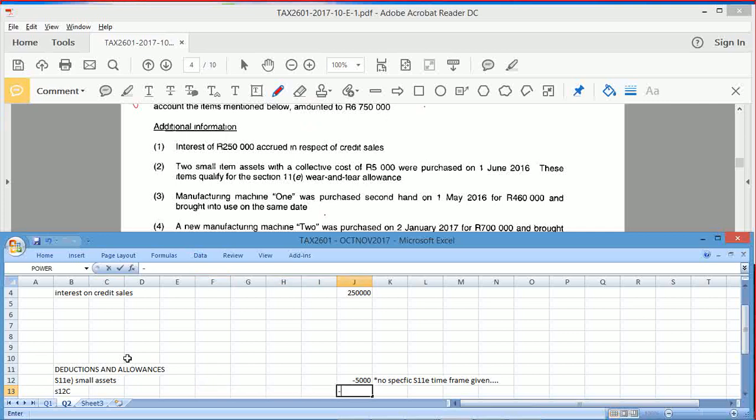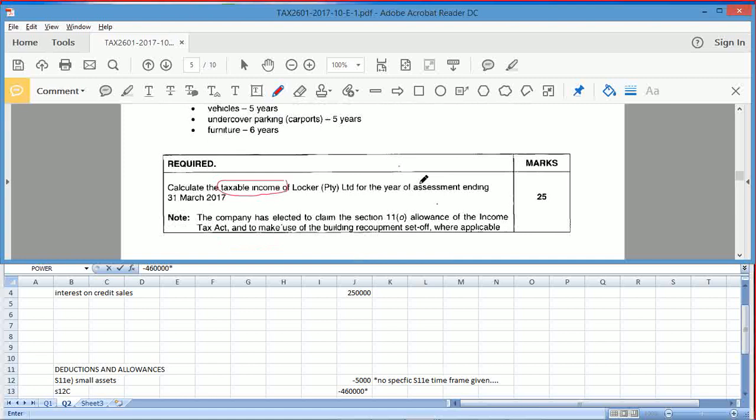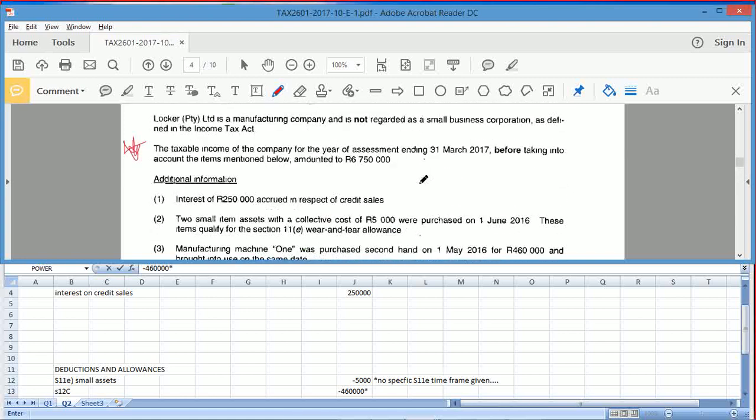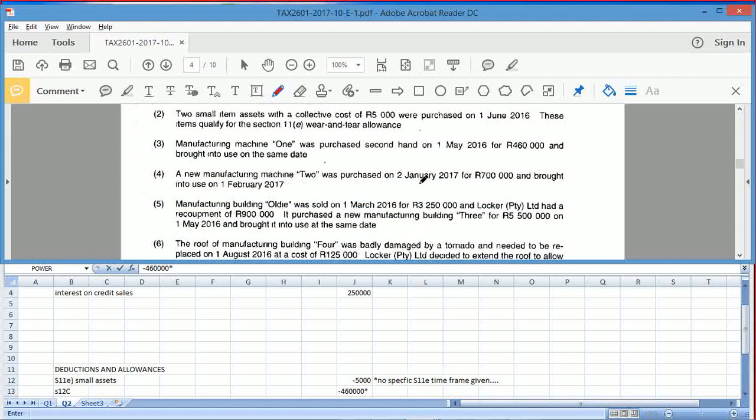Let's see, 146 times. All right, so what was the year end? Can you just check the bottom? The year end was 31st March 2017. Okay, so where's the question? Here's the question. So that's 2017. May, is May within the financial year? Yes, sir, it is.